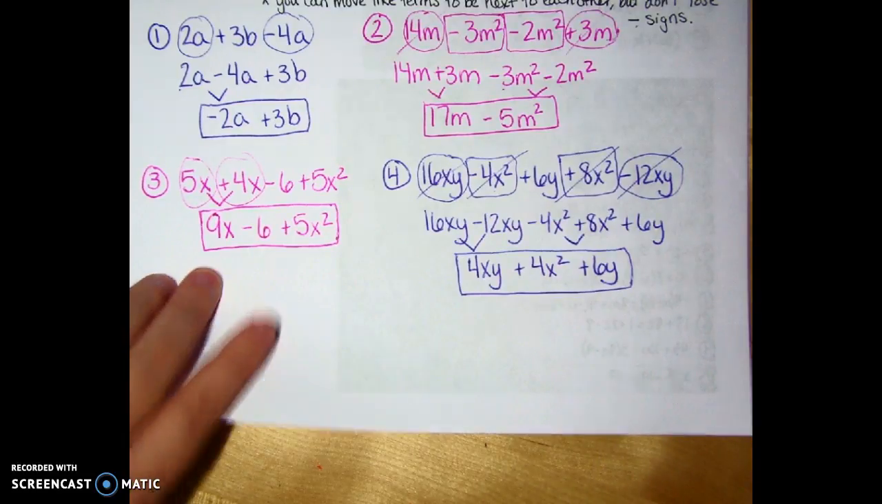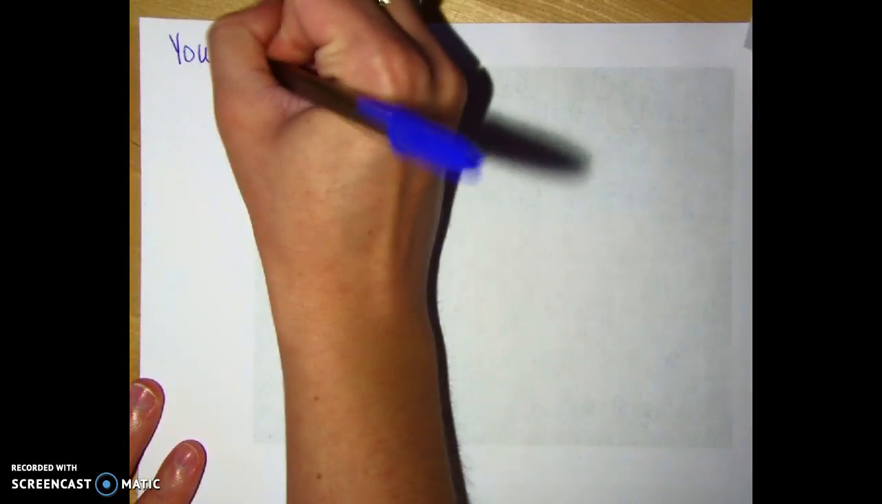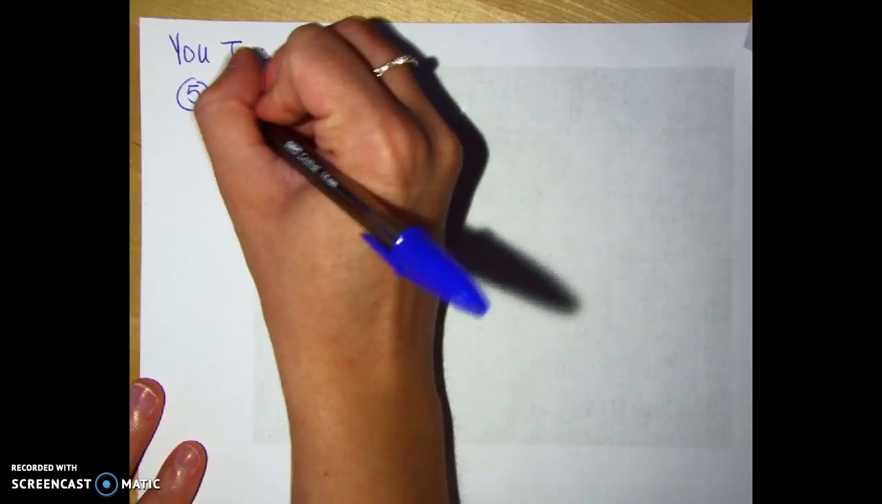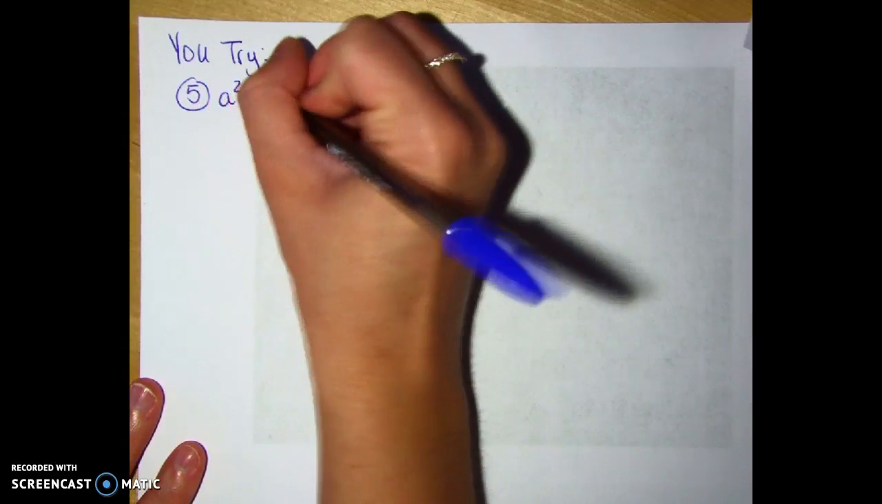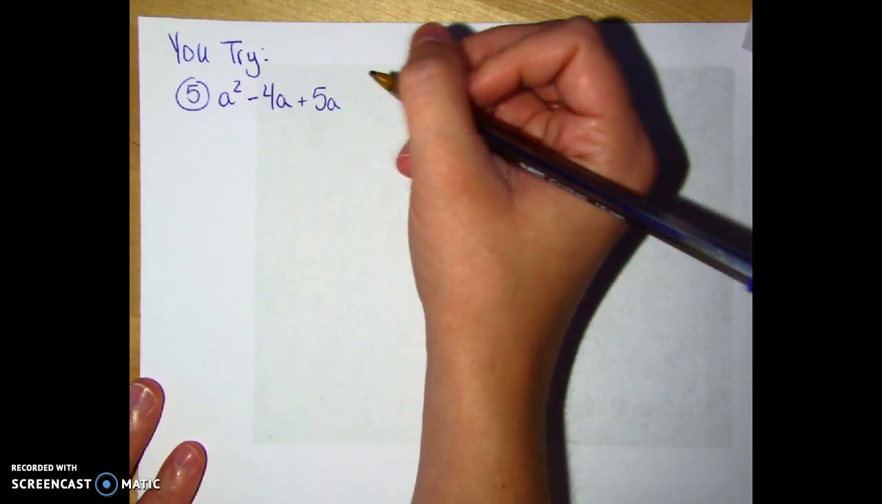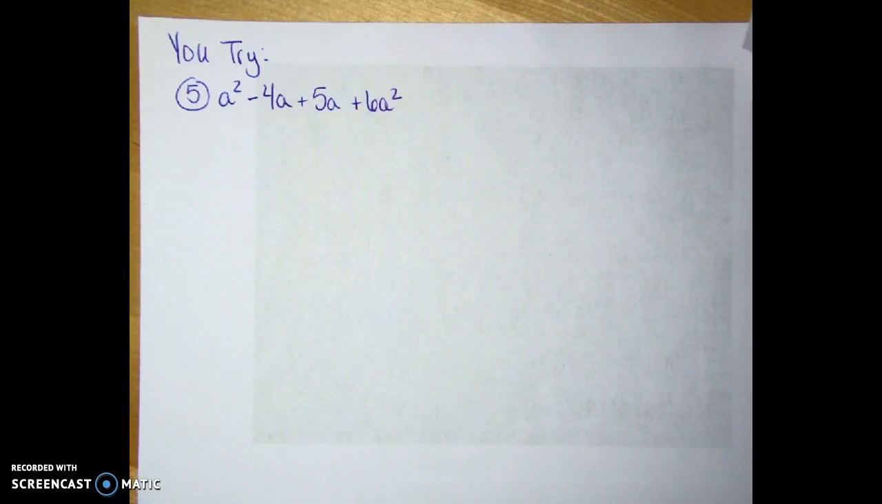Now I have 4 for you to try. I'm going to write this on a separate paper real quick. Let me switch gears here. And you're going to have to answer these. So this is you try. And number 5 is a squared minus 4a plus 5a plus 6a squared. So you can go ahead and try that one.